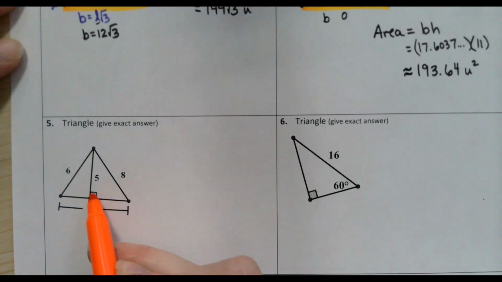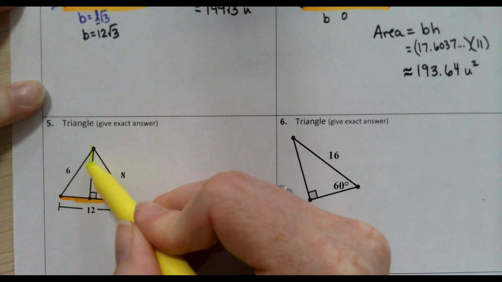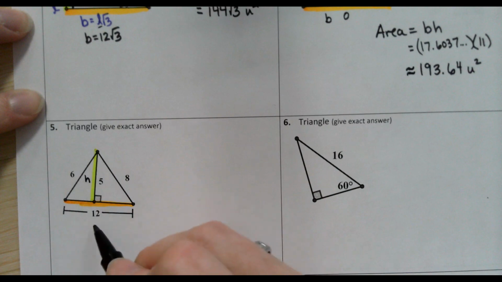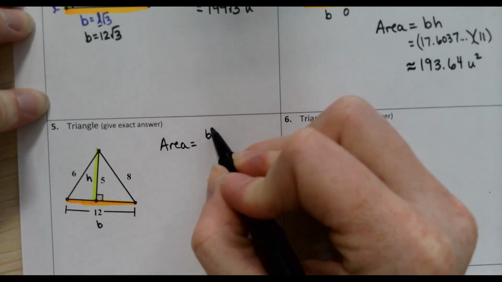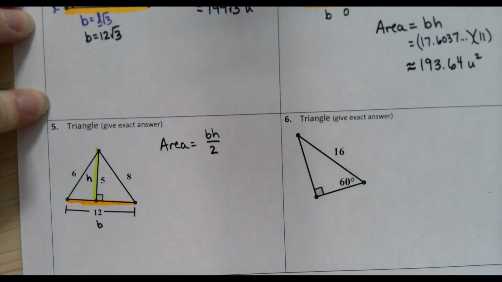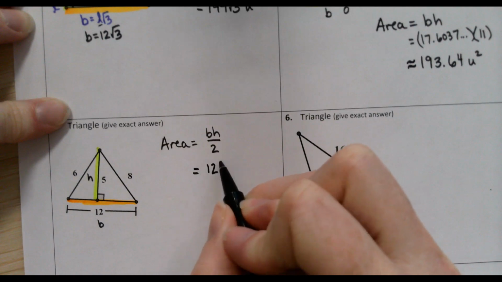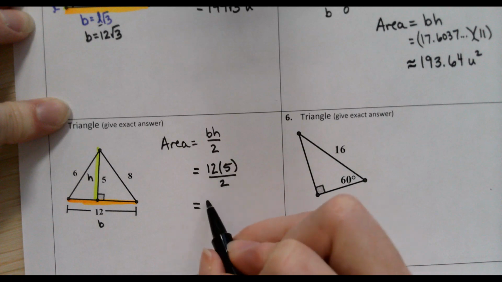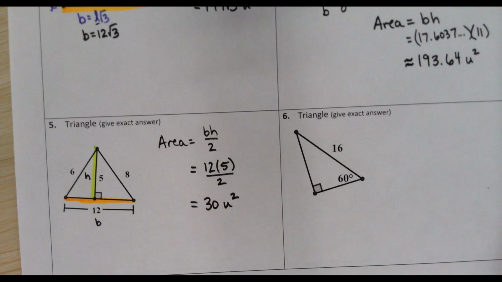So I see my right angle right here in the picture, which means this side is what I'm going to use as my base, and then from that opposite corner, I see a perpendicular segment that I can use as my height. What that means is that the 6 and the 8 are just there to distract you. Since it's a triangle, we're going to add that divided by 2 onto the formula. So we're going to take our 12 base times our height of 5 and then divide by 2 to come up with the official final area of 30 square units for that triangle.